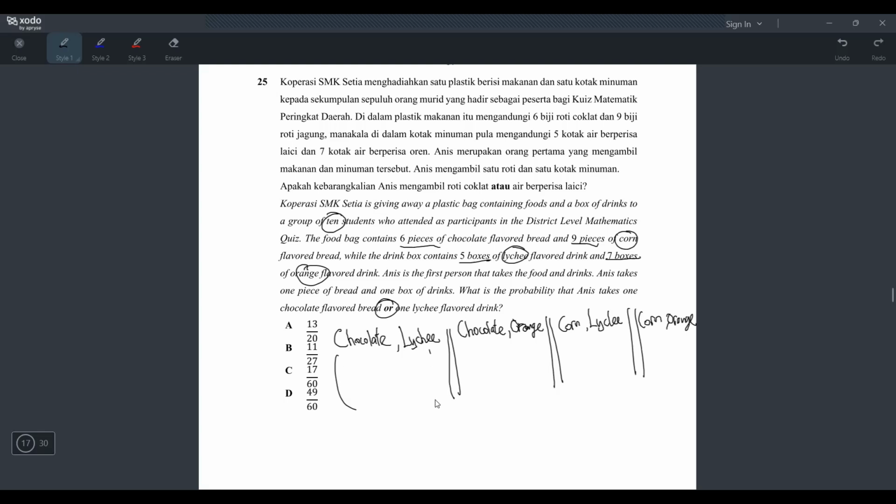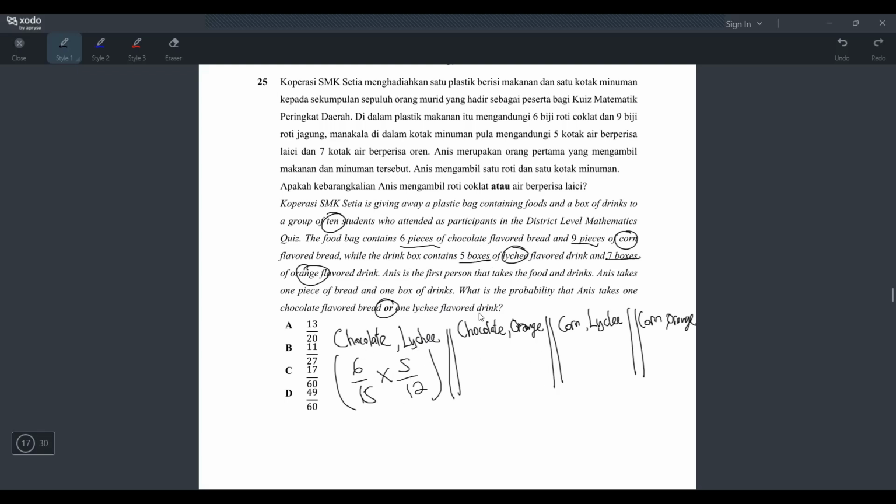let's say I want to find chocolate and lychee punya probability. So the chocolate, it will be 6 pieces, right? But in the food bag total got 15 because 6 plus 9 is 15. Means the chocolate probability is 6 over 15 times with lychee punya probability. Lychee punya is 5 box, but out of 12 because the drink box got 5 plus 7, which is 12, but lychee only 5, so 5 over 12. Okay, and then times together. That's the probability of chocolate and lychee.